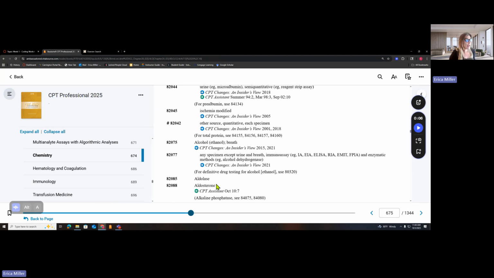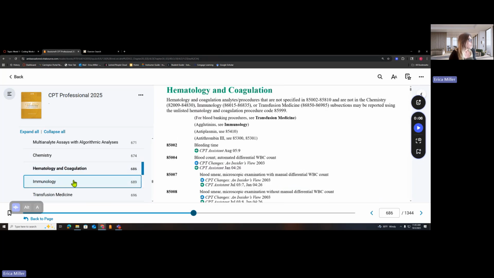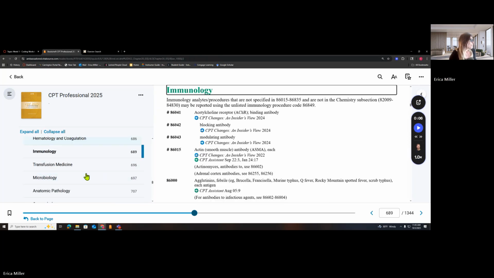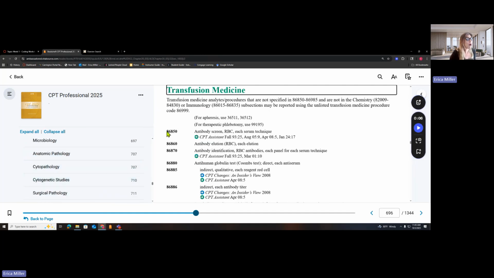Even things like hormones, right? Like aldosterone or testosterone, a PSA, a prostate specific antigen test, right? Those are all chemistry tests. Hematology, immunology, transfusion. This is all pathology. So we call this the 80,000 series, okay?